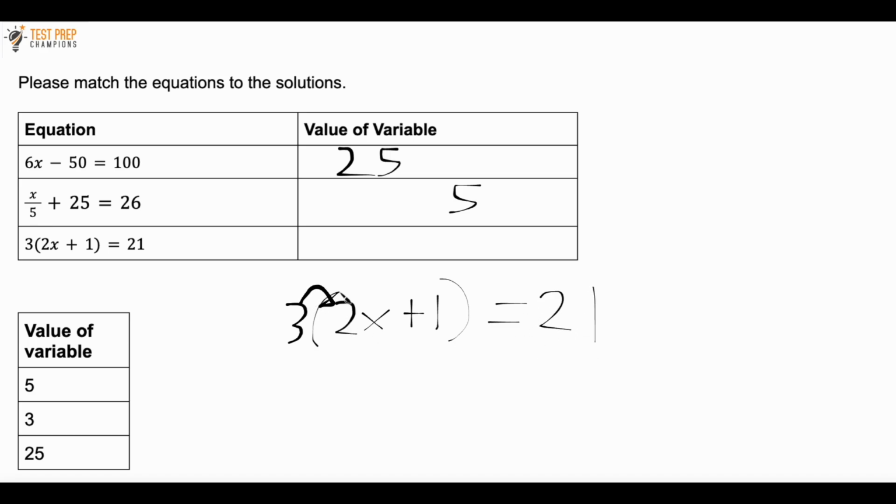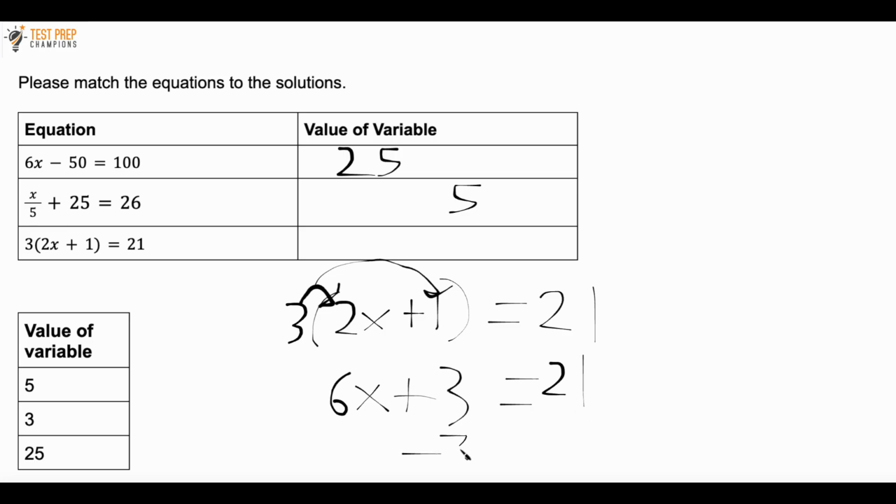So in other words, I'm going to do 3 times 2x, then I'm going to do 3 times 1. So 3 times 2x is 6x. So basically what I do is I do 3 times 2, which gives me 6, and I bring that x along for the ride. So it's 6x plus 3, because 3 times 1 is 3. So I have 6x plus 3 equals 21.